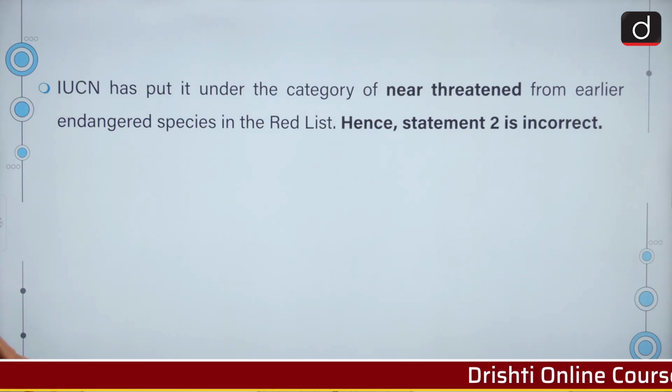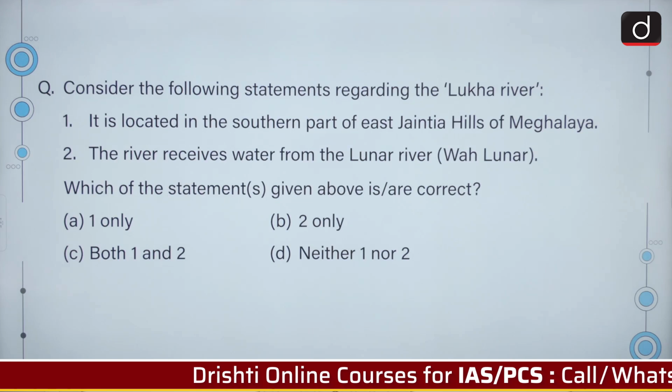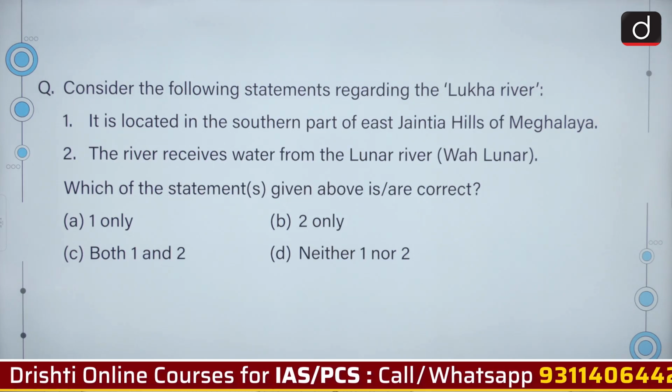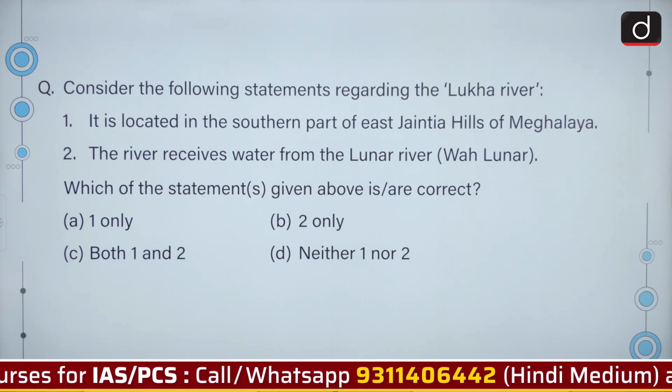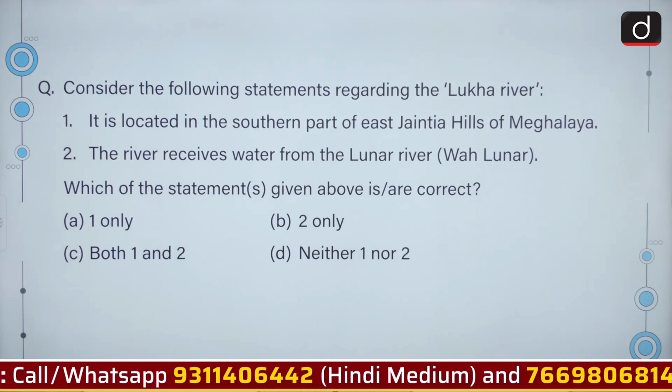Moving forward to the next question. Consider the following statements regarding the Lukha River. It is located in the southern part of East Jaintia Hills of Meghalaya. The river receives water from the lunar river, which is Vah Lunar. So we have to select the correct statement. Both these statements are correct.